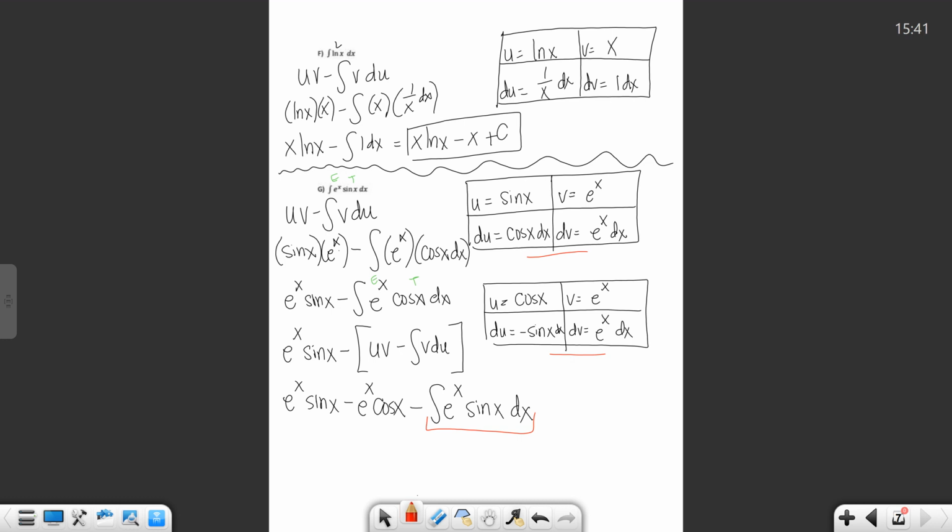Okay, so when you have one of these where you're going to be stuck in a cycle, what you want to do is do enough by parts boxes where you get the exact same problem that you started with. So we had to do 2 boxes before we got the expression that we started with. Okay, so now let me show you what we can do after that.